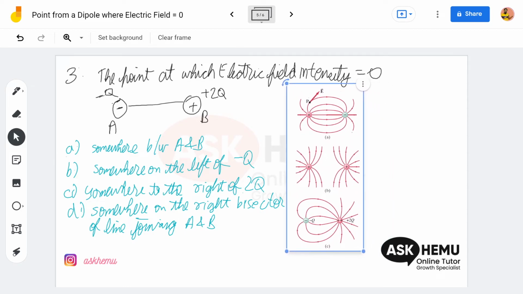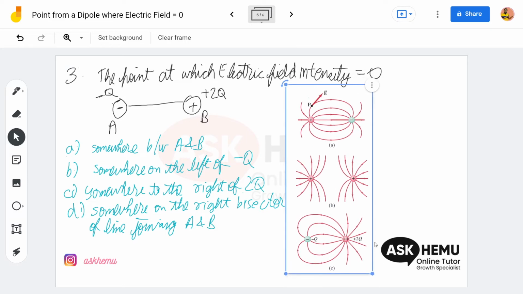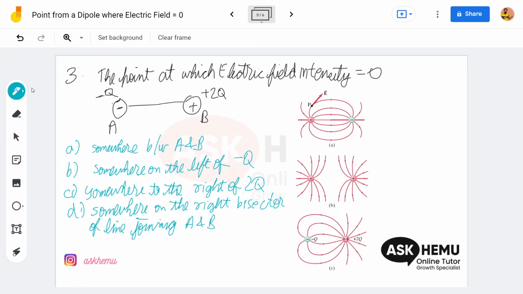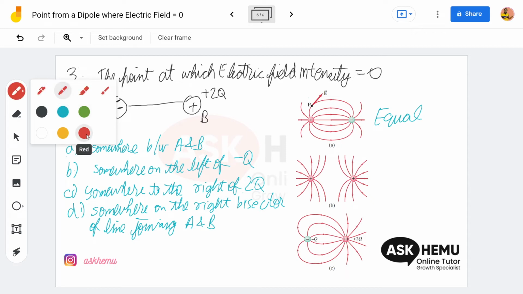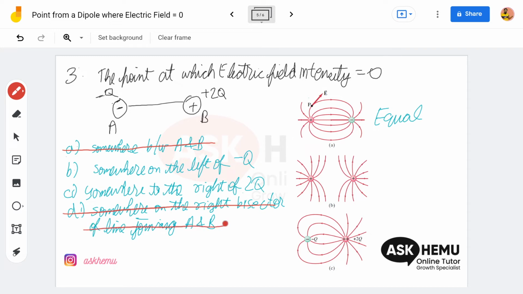So here you go. As we look at the solution over here, you can see clearly, right? If the charges were equal, because in the first situation, clearly the charges are equal, plus q and minus q, then naturally the point where the electric field is 0 can only occur probably on the left or right of the charges, because it cannot be somewhere between A and B, and it cannot be somewhere on the right bisector of the line joining A and B. So automatically the options A and D have been ruled out because of the diagram that we see for equal dipoles, and this is the diagram which we are most familiar with.